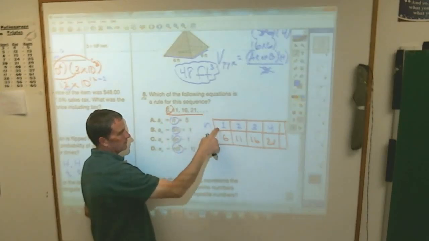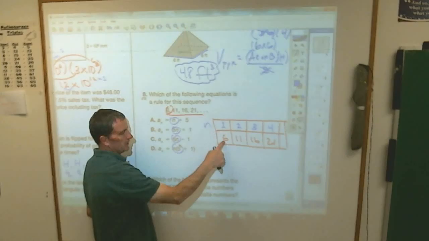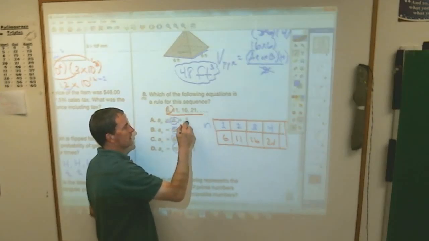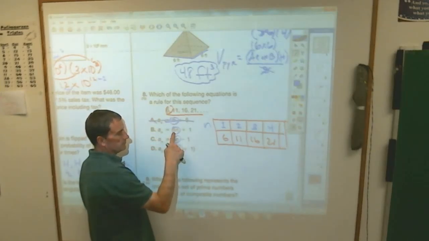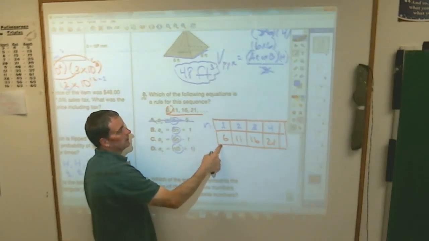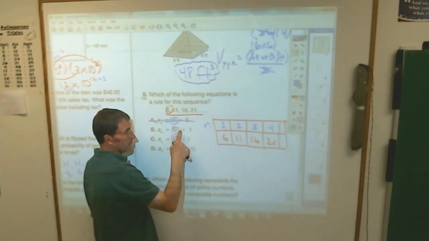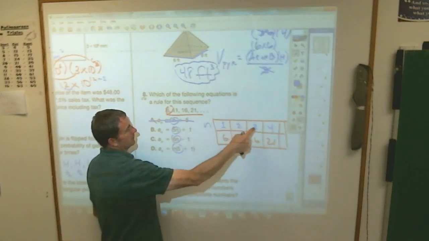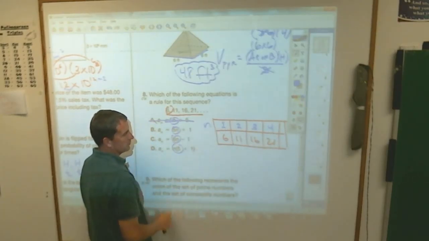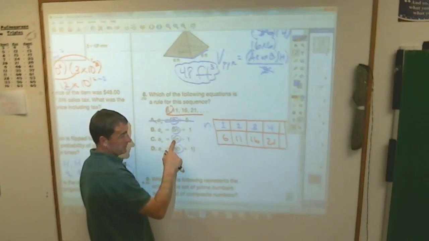So if I take n plus 5, does that give you this? Does 2 plus 5 give you that? No, so you can cross that one off. So now we do this one. Does 1 times 5 plus 1 give you 6? Does 2 times 5 plus 1 give you 11? 3 times 5 plus 1 give you 16? 4 times 5 plus 1 give you 21? Yeah.